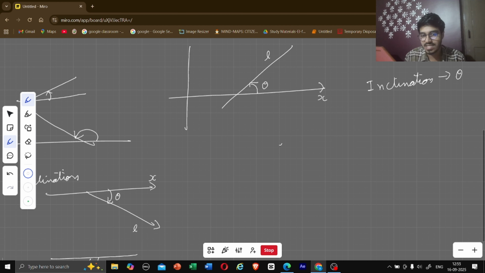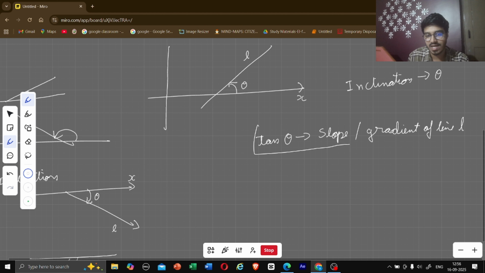If we take tan of this angle theta, this is called the slope or gradient of the line L. So, tan theta is called slope. We represent this slope as m. So, m is equal to tan theta, where, this is very important, theta is not equal to 90 degrees.